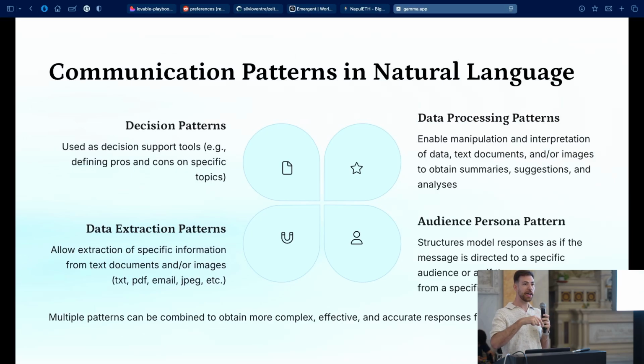Of course, you can combine every kind of pattern. Those are only 4 patterns. There are a lot of patterns behind the prompt design topic. You can combine all of them in order to have an effective output.